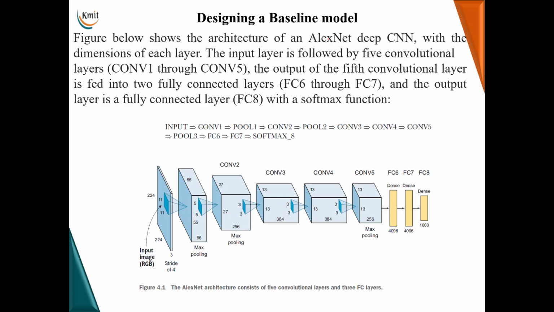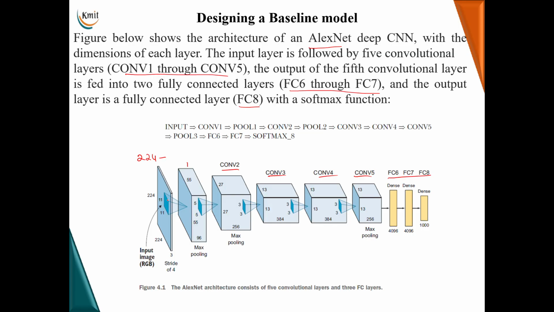So to design a baseline model, let us consider an AlexNet architecture here, one of the CNN architectures. It has 5 convolutional layers and 3 fully connected layers. Among the 3, the third fully connected layer is nothing but the output layer. You can see here this is the first convolutional layer, second, third, fourth and fifth, and these 3 are the fully connected layers. The input image I am using is 224 by 224 pixels.